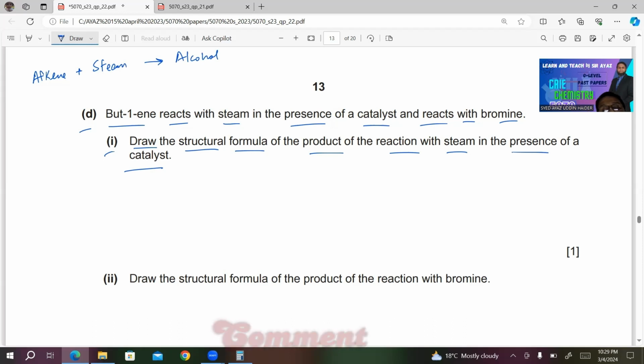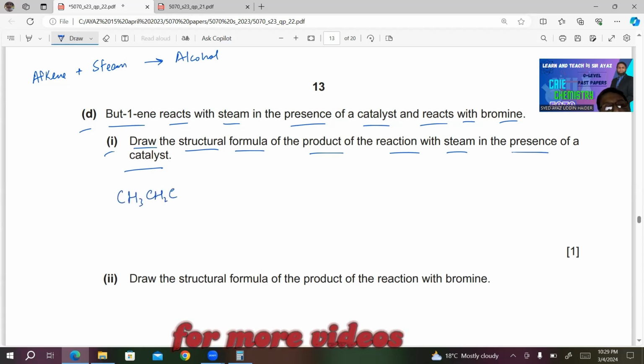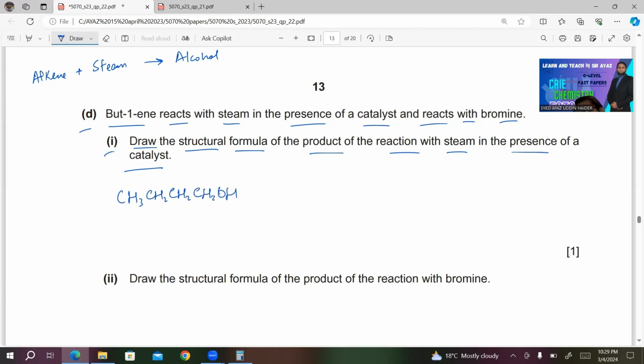So they are saying the structural formula of the product of the reaction with steam. So we need to draw the condensed or structural formula. There must be 4 carbon atoms. So on the left-hand side, we have CH3, CH2, CH2, CH2OH. You can even place the hydroxyl group on the second carbon. So you can write CH3, CH2, CHOH, CH3. So both are correct.